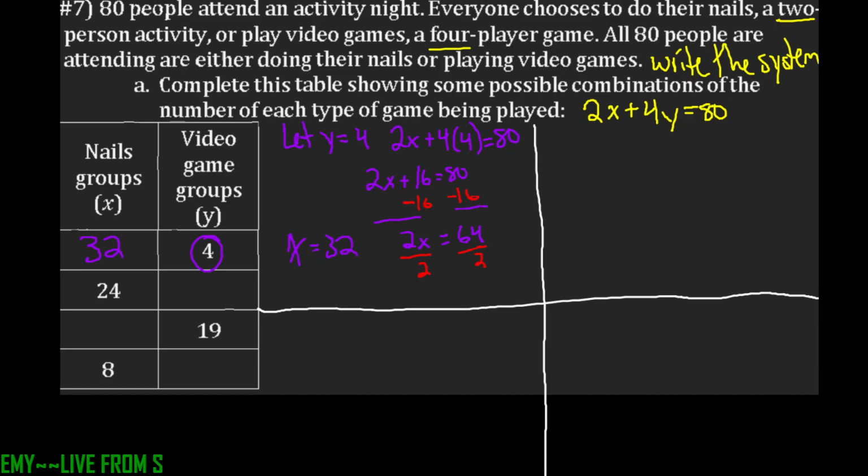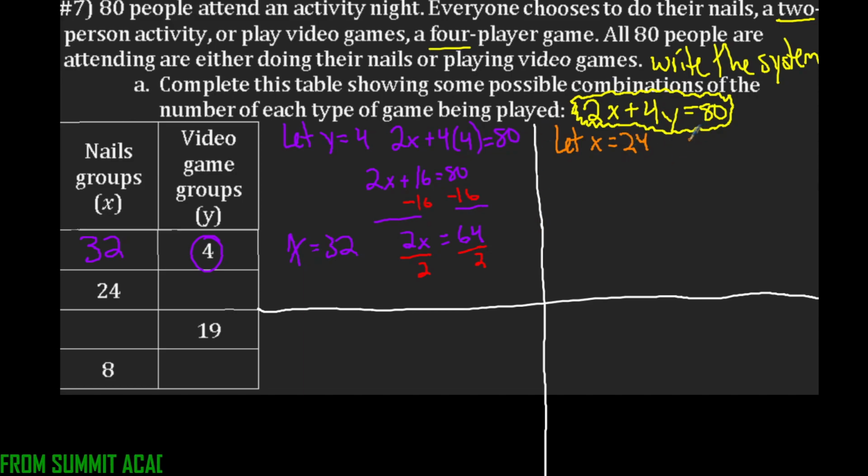I can say, all right, let's do orange, and we can say let x this time equal 24. So when I rewrite it, again, I'm using this equation that I have right here. I'm using this equation 2x plus 4y equals 80 because that's the one that we're starting with. So I can say I have 2 times 24 plus 4y equals 80. So be able to simplify. So that's going to be 48 plus 4y equals 80.